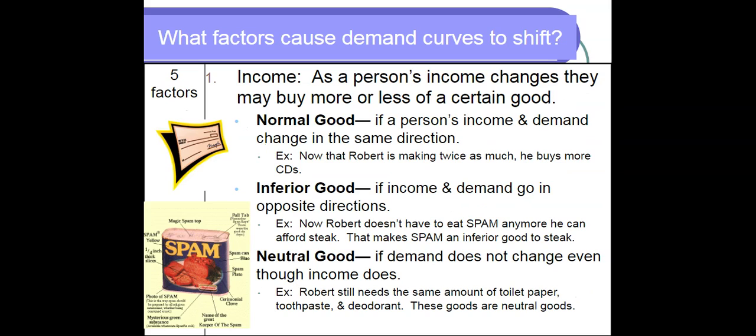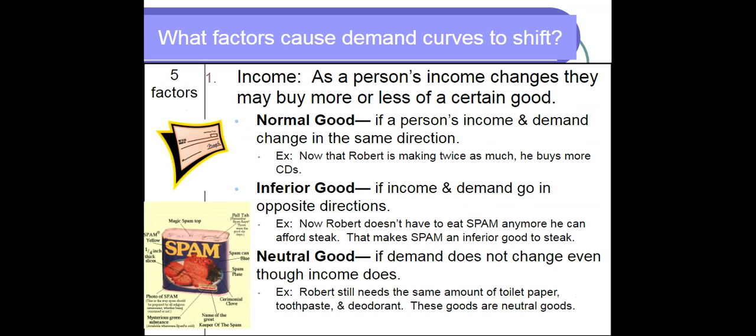So, what are the factors that can cause demand curves to shift? For this video, we're going to focus on 5 primary factors. The first factor is income. As a person's income changes, they may buy more or less of a certain good. Since people will buy more or less of certain goods, there are different types of goods. There are normal goods, inferior goods, and neutral goods. I do want you to write down the definitions for each.